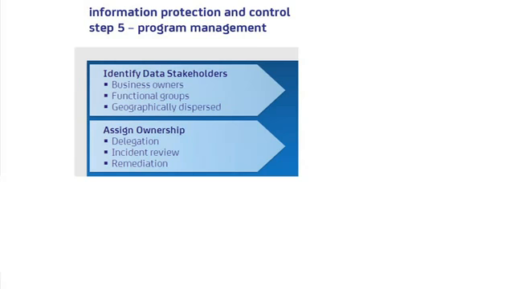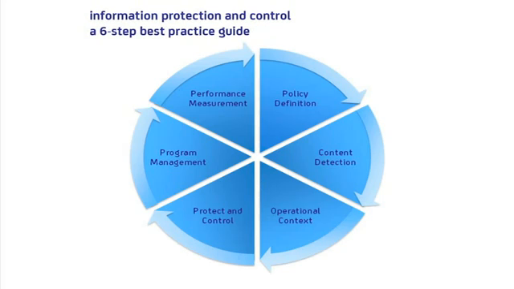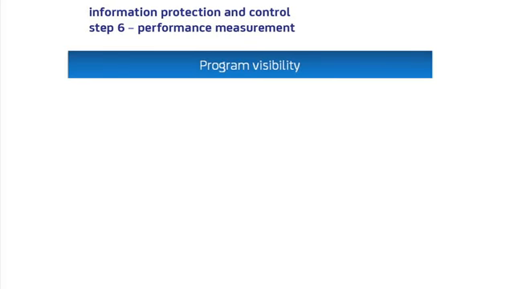It's critical that the activities identified be reasonably supported by each stakeholder. Sustainable processes and procedures are key to a long-term and successful program. The final step is performance measurement. Dashboards and reports are key to program visibility.